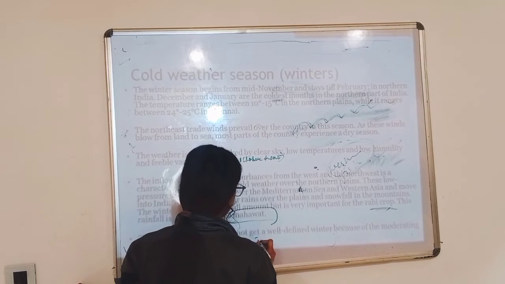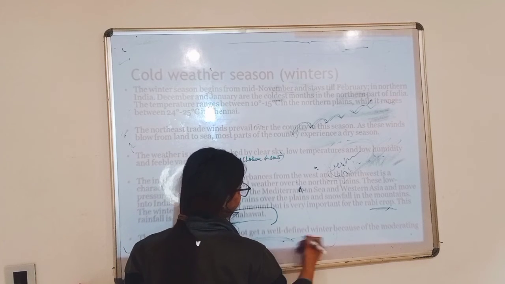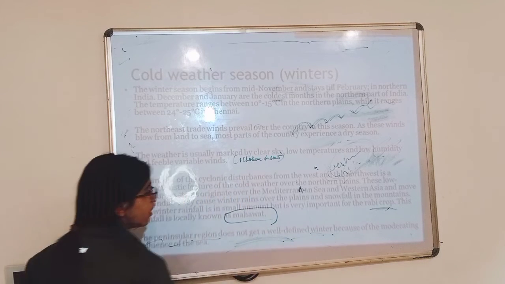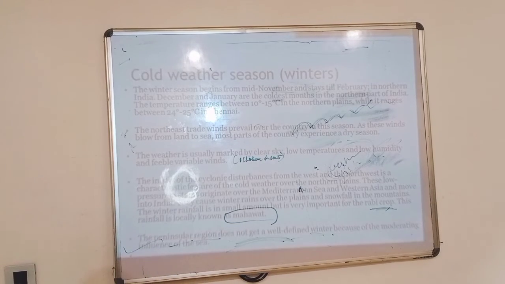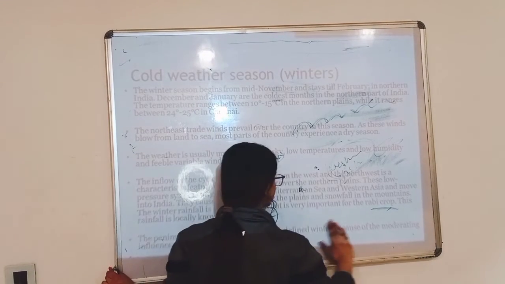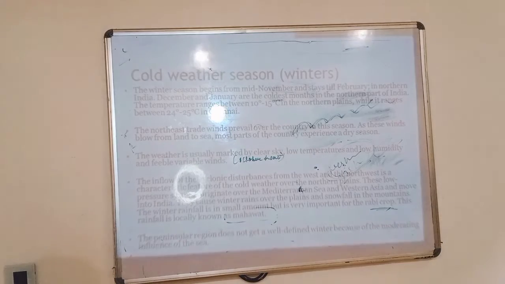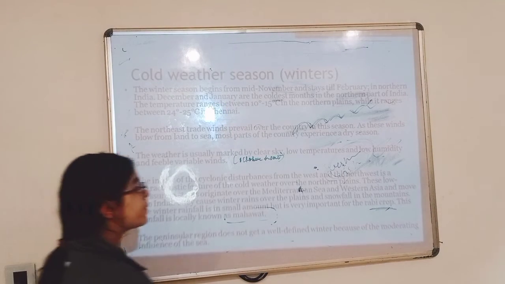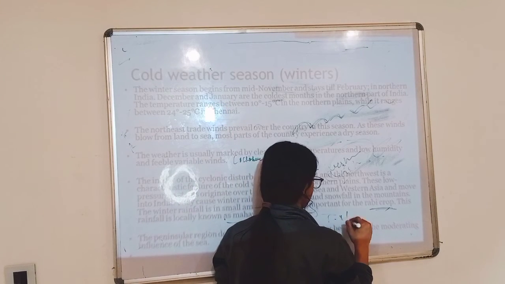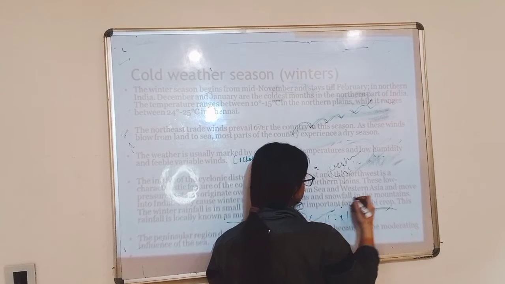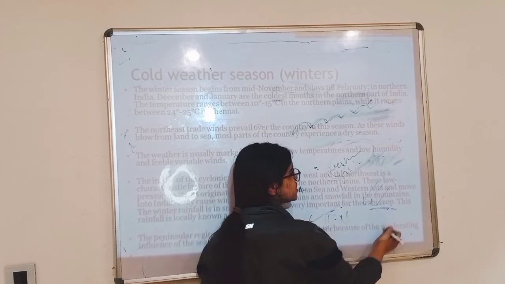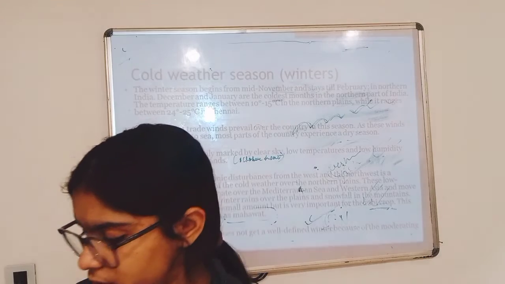Peninsular region does not get well defined winter because of the moderating influence of the sea. Obviously, इतनी बारिश नहीं होती है because सी होता है. दो तमिलनाडु में बहुत बारिश होती है. तमिलनाडु में बारिश होती है बिकॉज ऑफ द नॉर्थ ईस्ट ट्रेड विंड्स. जब नॉर्थ ईस्ट ट्रेड विंड्स जारी होती है तब होती है.